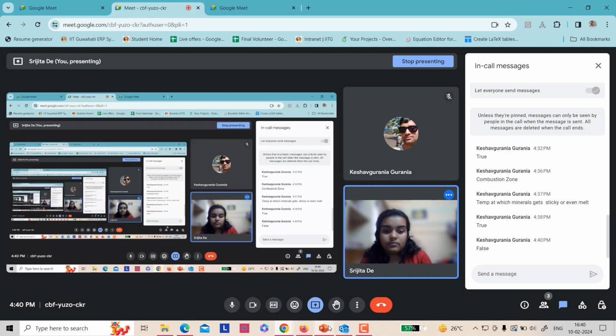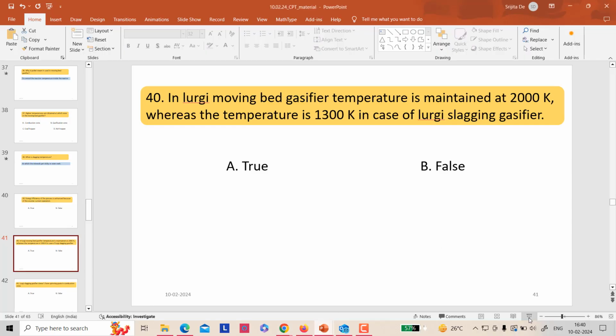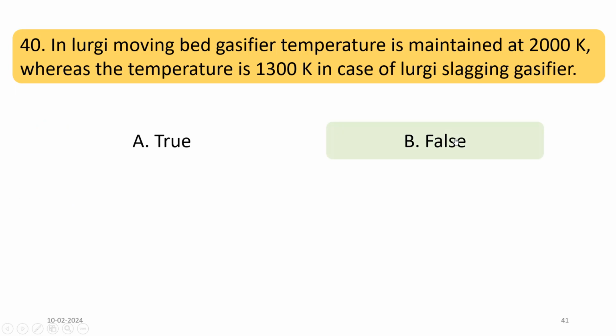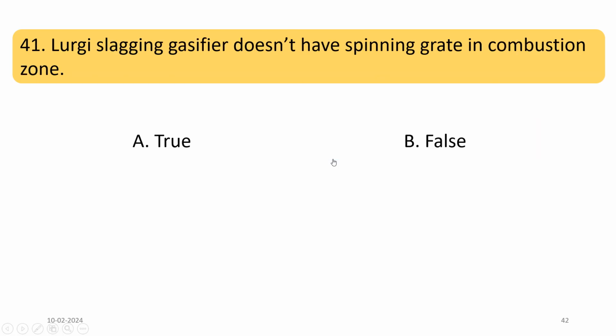Right, it is false. It is the opposite. In slagging gasifier temperature is 2000 and in normal moving bed gasifier temperature is 1300. Next is, the slagging gasifier does not have a spinning grate in the combustion zone.